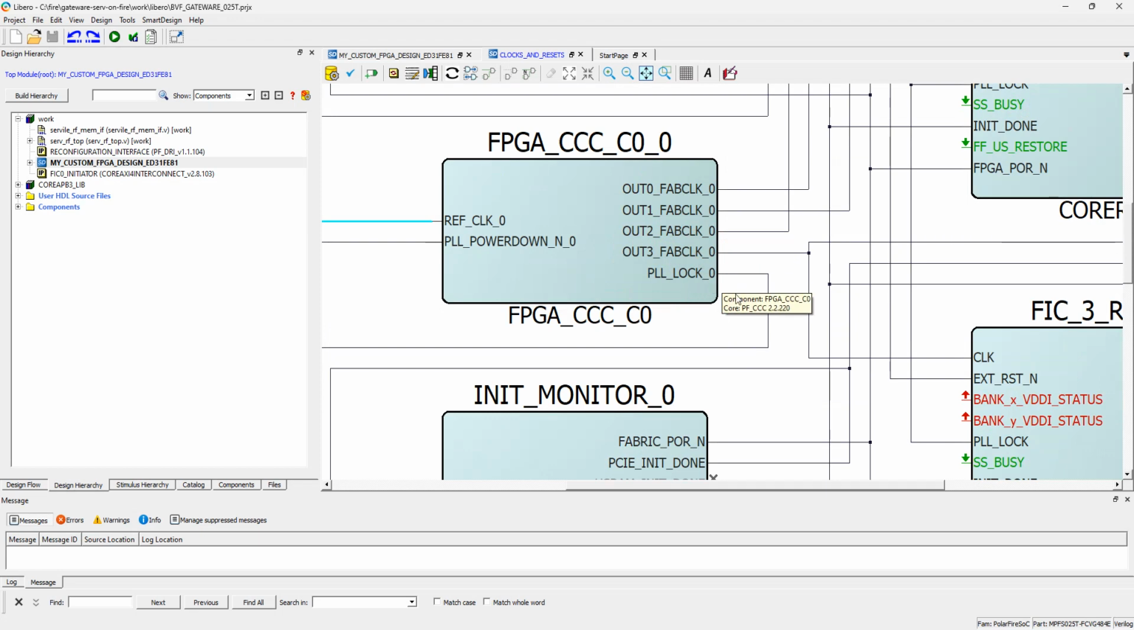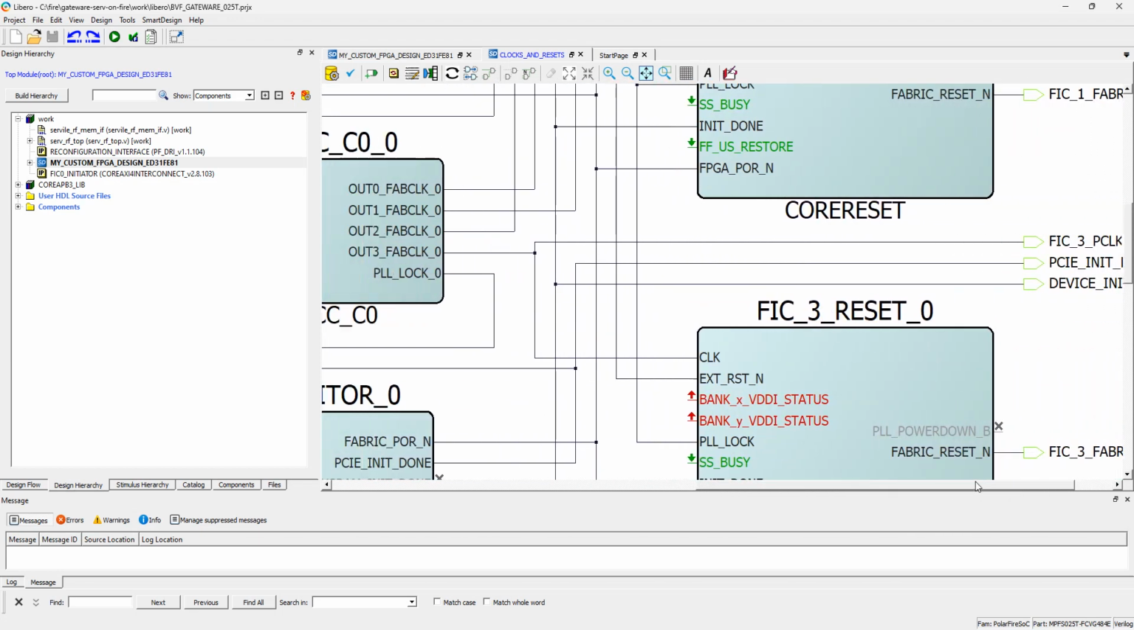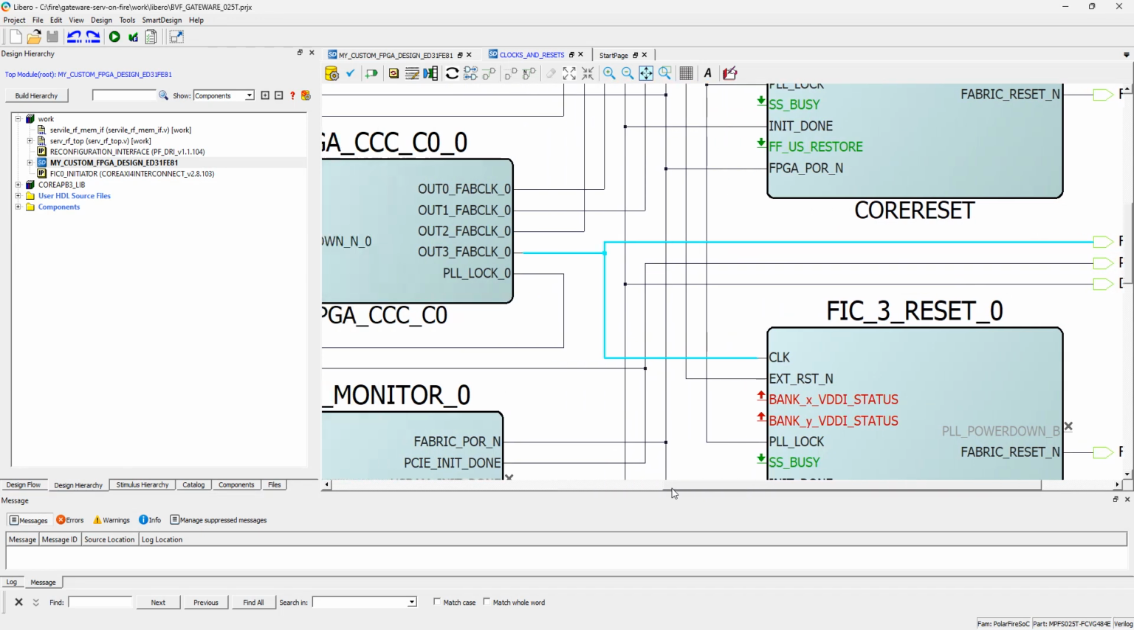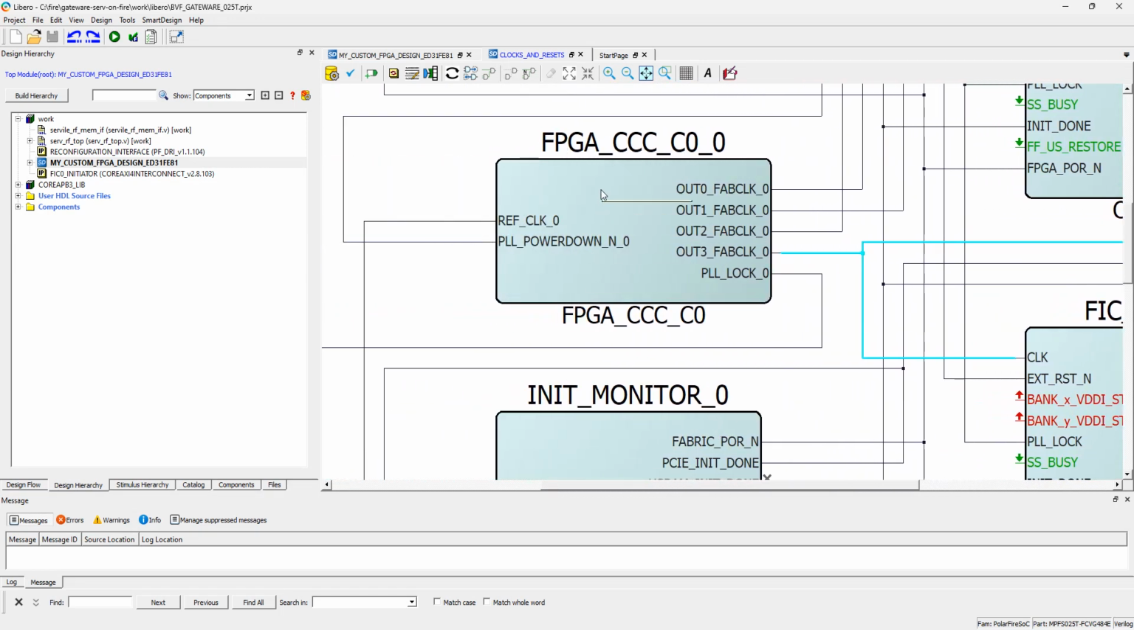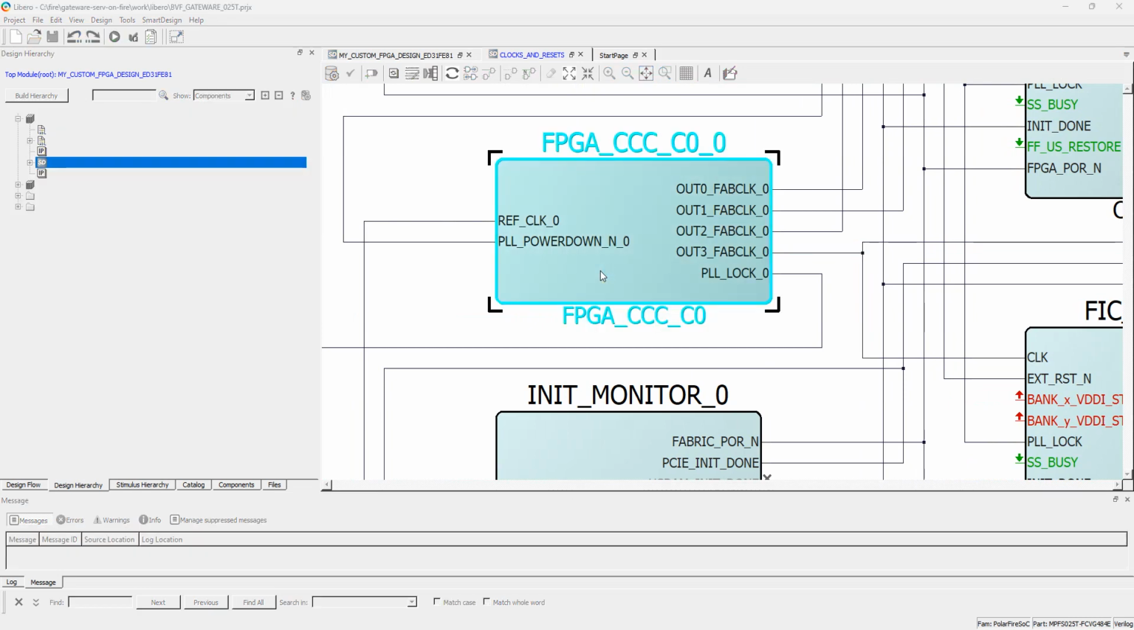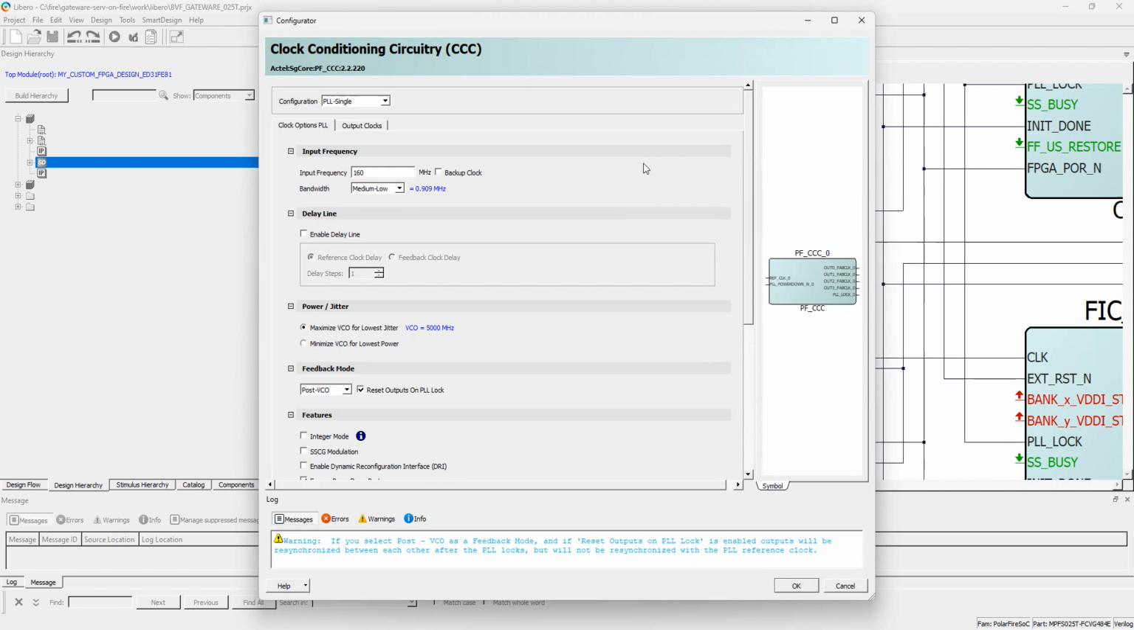Now what we're interested in is FIC3, that's this guy here. He's going to out 3 of this clock conditioning block. So remember that, out 3, APB clock, out 3. Now you double click on that. We just double clicked on the CCC, and this drops us into here.